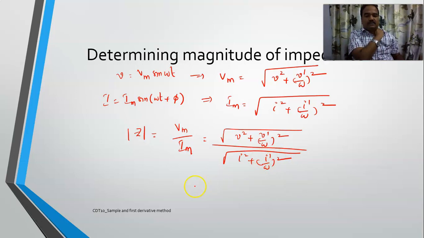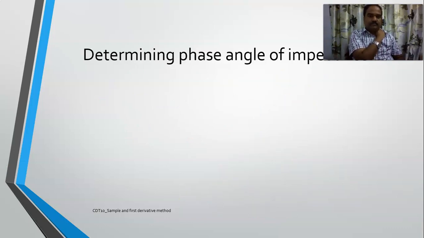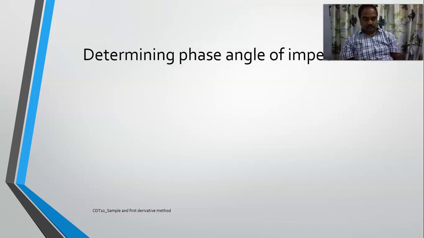Right. So this is my magnitude of impedance. It is the square root of (V squared plus (V dash by omega) whole squared) by (I squared plus (I dash by omega) whole squared). A simple one for determining the magnitude of impedance using the sample and first derivative method. Now let's try to determine the phase angle of the impedance.